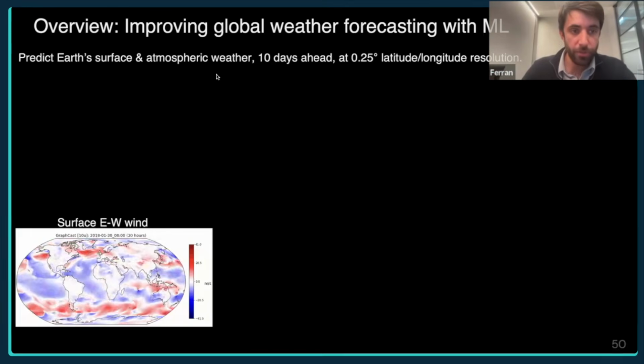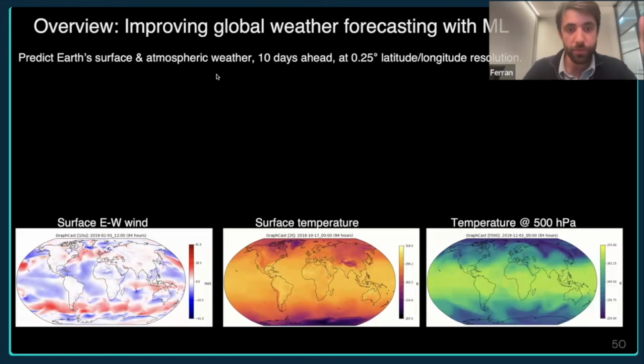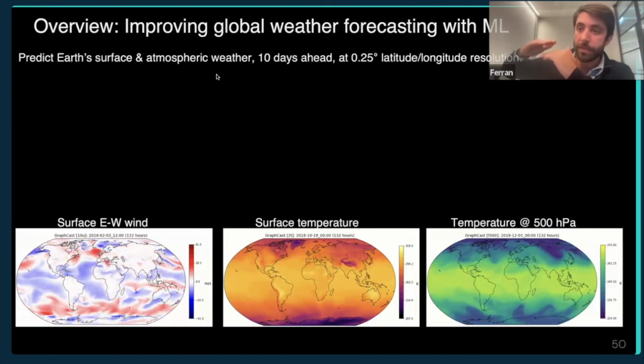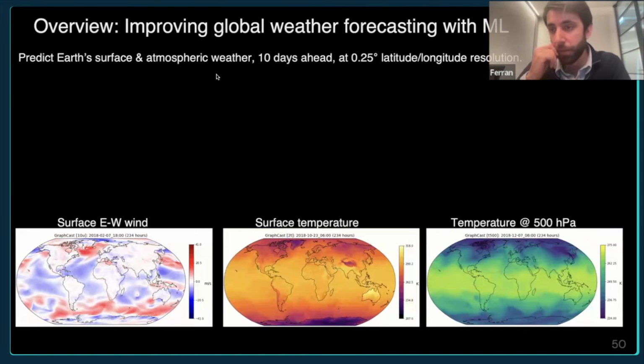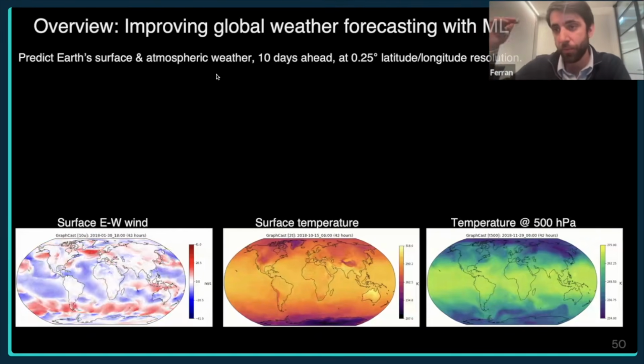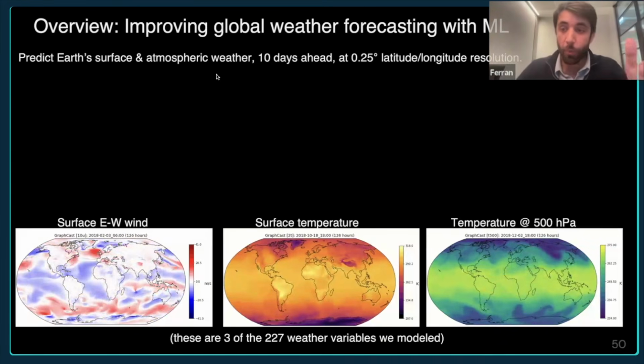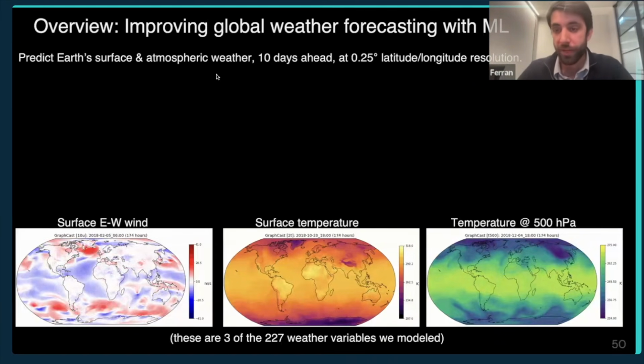We are making predictions about wind, we are making predictions about surface temperature, but also predictions about any place at different altitudes in the atmosphere. So for instance, temperature at 500 hectopascals, which is a measure of altitude. But here I'm only showing 3 out of more than 200 weather variables that we were modeling.